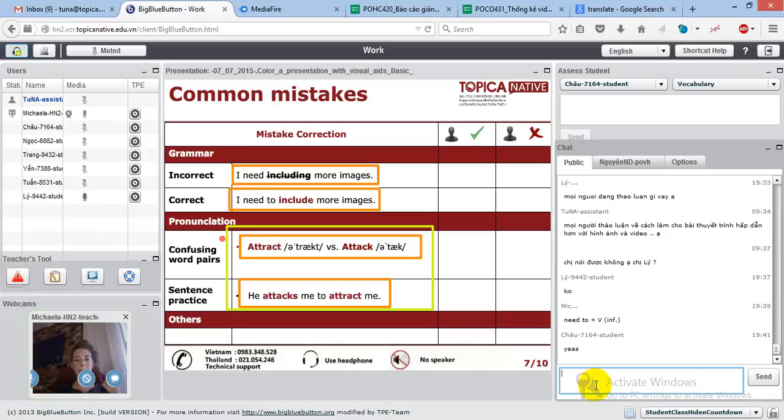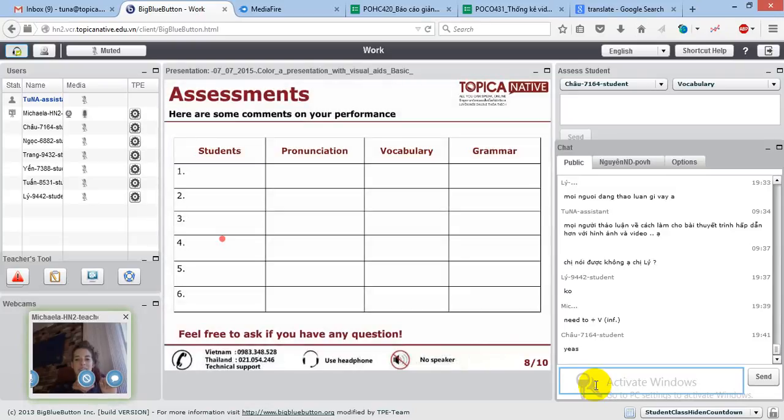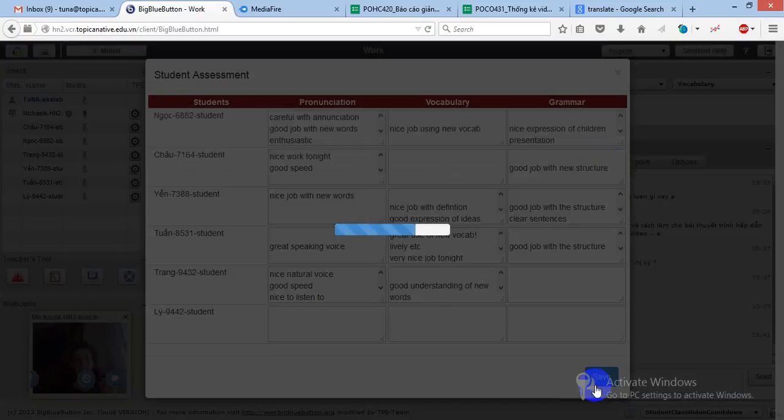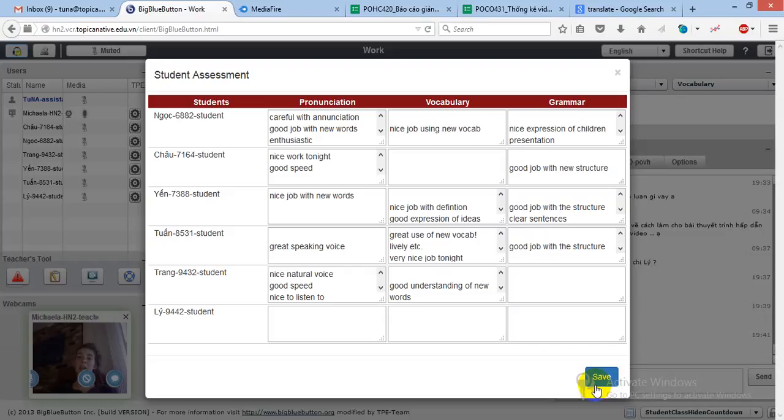Lee, can you try to practice? Attack. He attacks me to attract me. Wonderful. Nice to hear from you in the last minutes of the class. This is my assessment for you guys tonight. So Lee, I didn't make any assessments because we didn't hear from you for a lot of class, but that pronunciation was really good at the end, so we'll say that for the last practice slide, right?